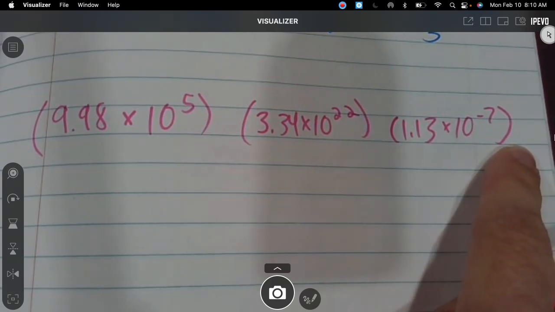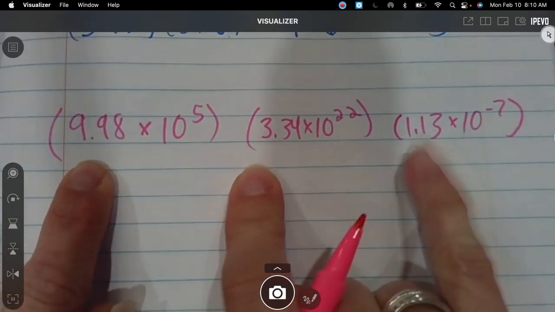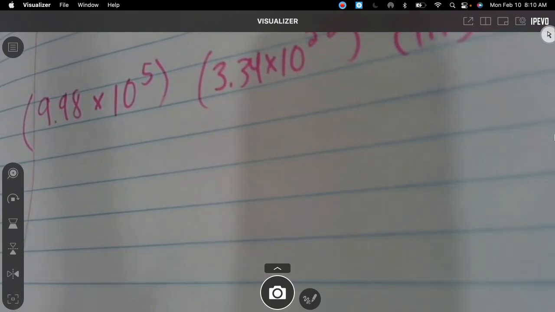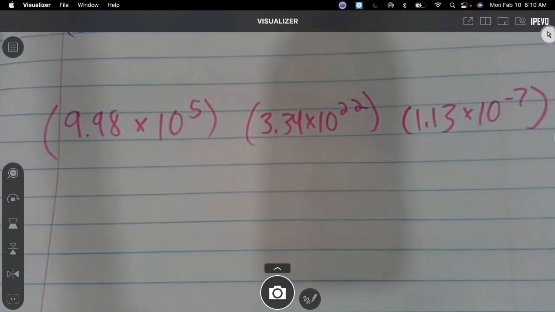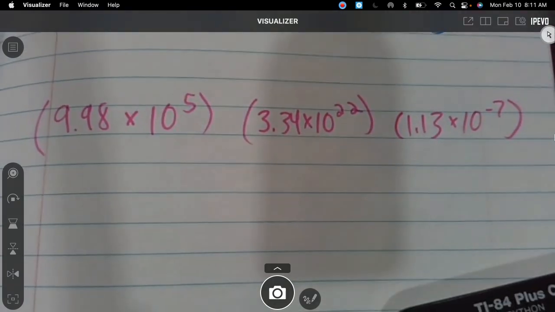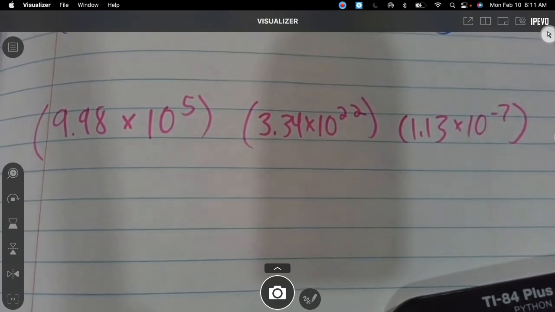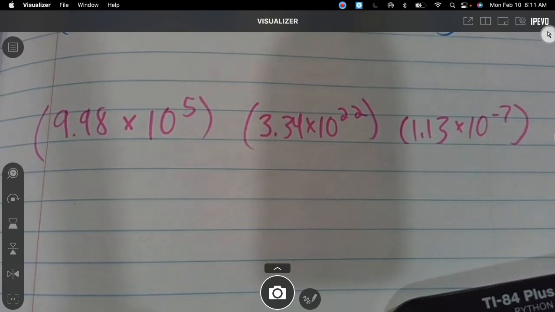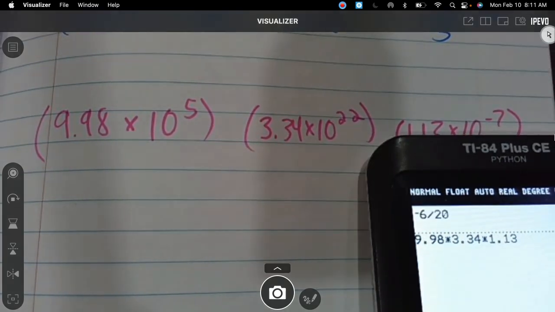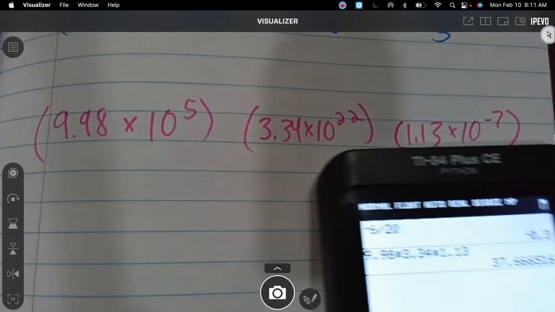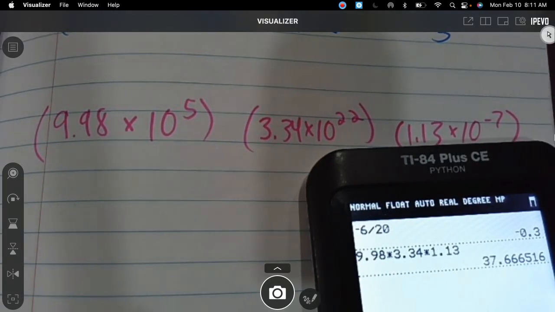Now, these three numbers, I will multiply on my calculator, okay? I have no idea what they are, so let me multiply them. I'm going to type in 9.98 times 3.34 times 1.13. I'm going to multiply those three numbers that were out front, and it tells me 37.67.